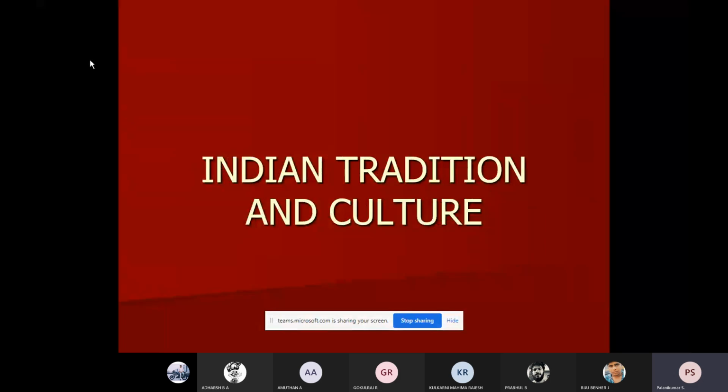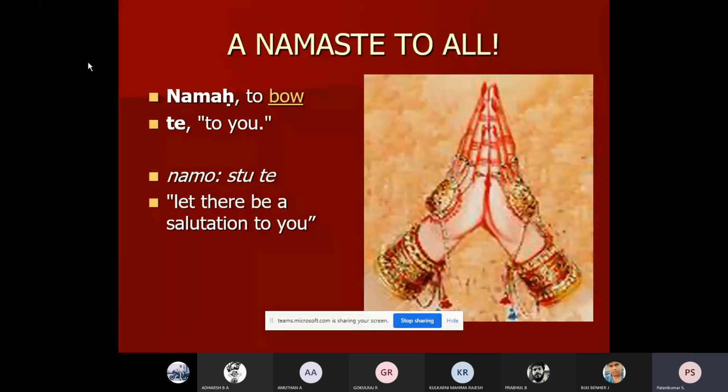As far as the Indian artistic tradition and culture is concerned, the very important thing is the Namaste, which you cannot see in any other country. What is namo? It means let there be a salutation to you. Very importantly, no other country has it. If you go to China, they have a different one, Malaysians have a different one, and Muslim countries have a different one. So it is a unique kind of thing.